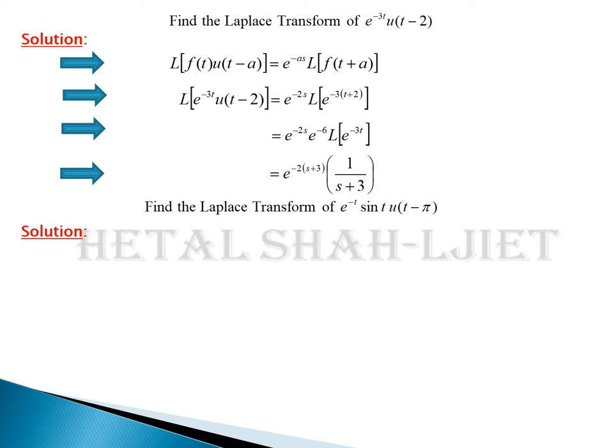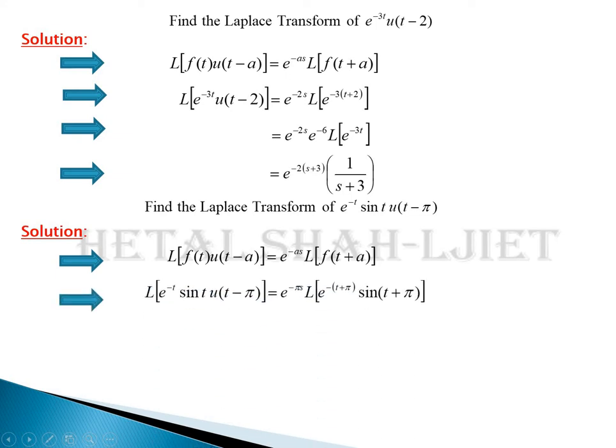Second example: find the Laplace transform of e raised to minus t sin t into u(t minus pi). Again, you can easily recognize that the given example is of the unit step function. This is the formula of the Laplace of f(t) u(t minus a), which is e raised to minus as times the Laplace of f(t plus a). By comparing both values, your function of t is e raised to minus t sin t, and your a is pi, so e raised to minus pi s.